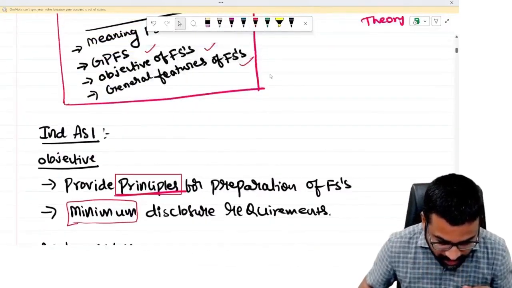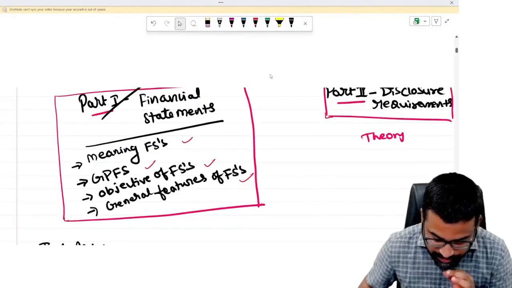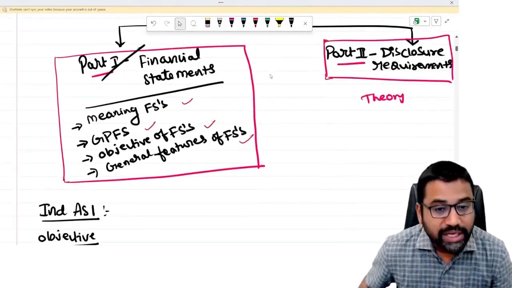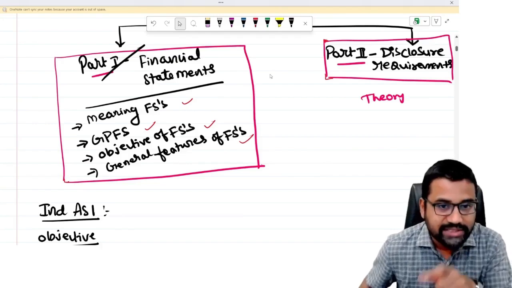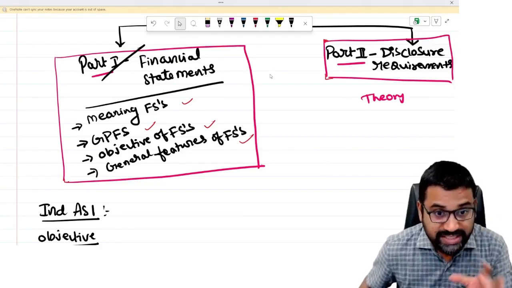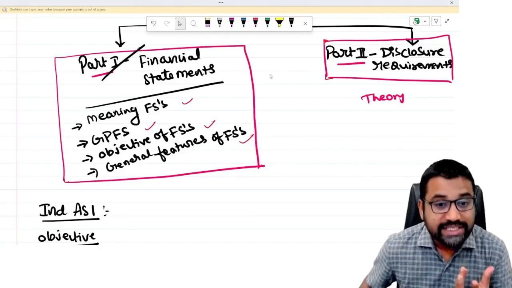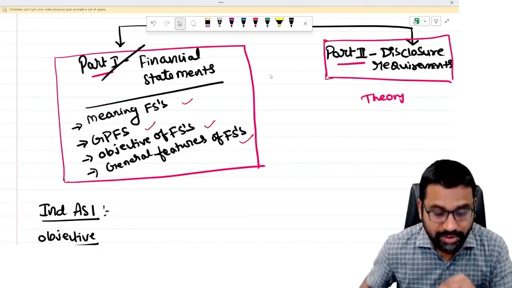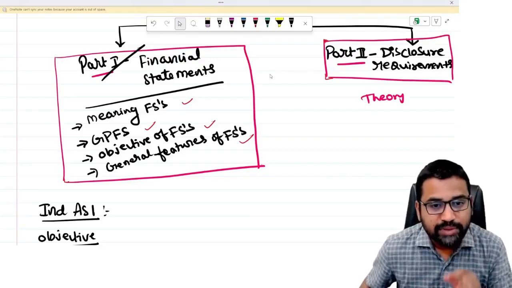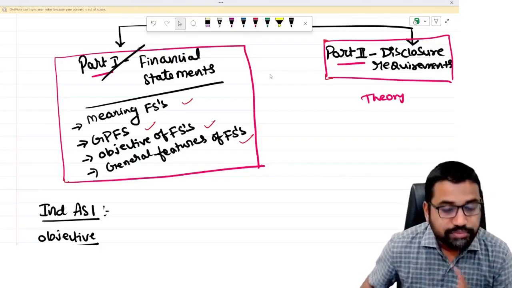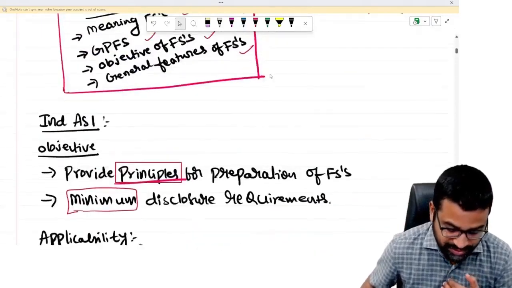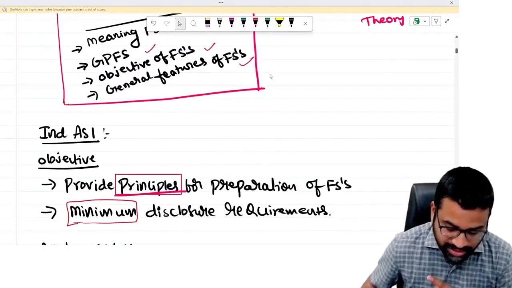So if you read properly, see here. Ind AS 1, I told you the first part is these 4 topics. First, meaning of financial statements. We have discussed meaning of financial statements. Those 6 are a complete set of financial statements. General purpose financial statements, which we prepare to cater to the information needs of everybody. This standard is applicable for general purpose financial statements. Objectives also we discussed. The main objective is to provide principles for preparation of financial statements and minimum disclosure requirements.